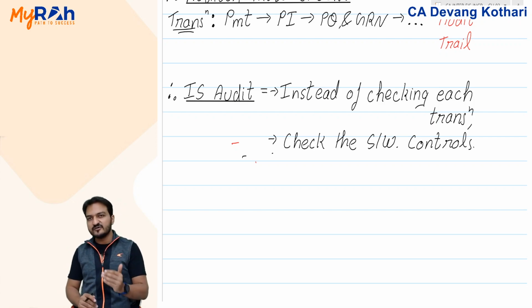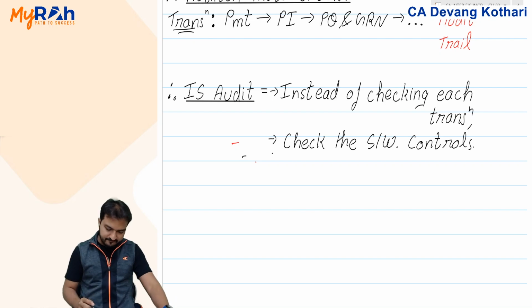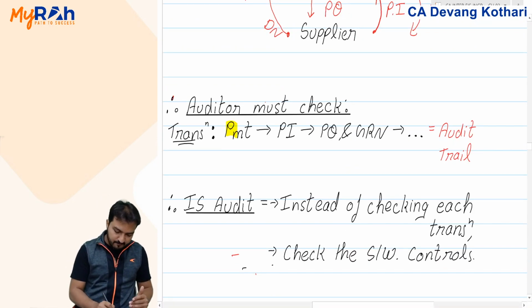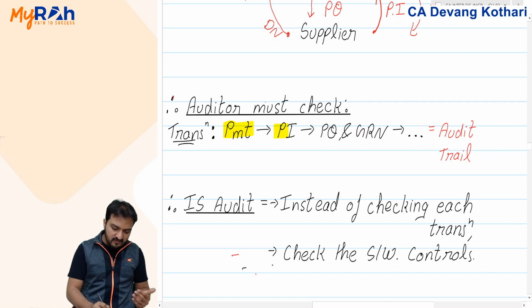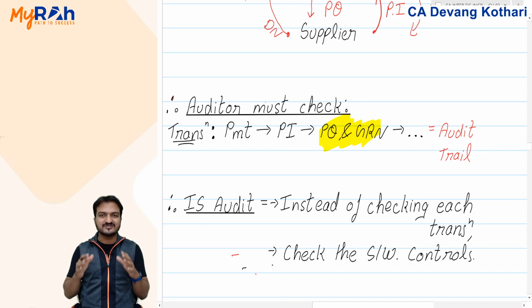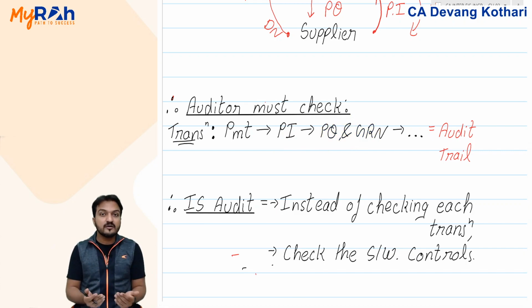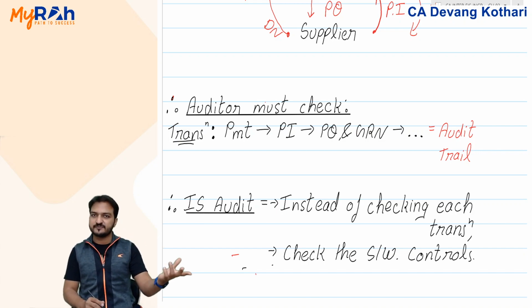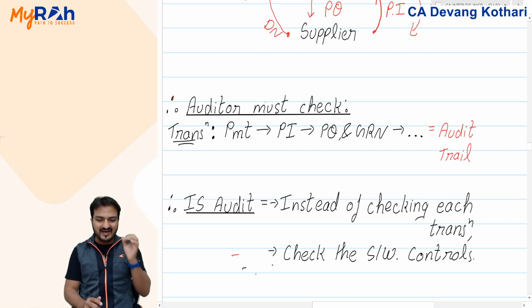Instead of checking individual transactions, you check the software controls. If the software has restrictions that payment cannot be recorded without recording an invoice, and an invoice cannot be recorded without recording a purchase order and GRN, then the auditor need not check every single transaction. He can then rely on the system.